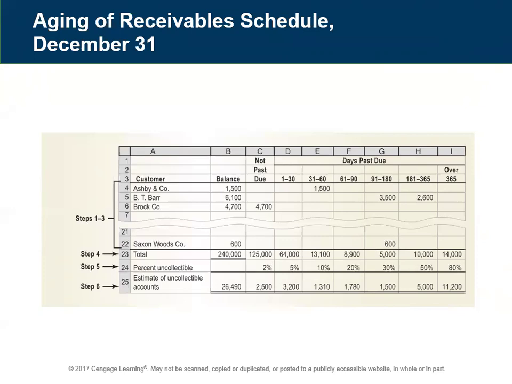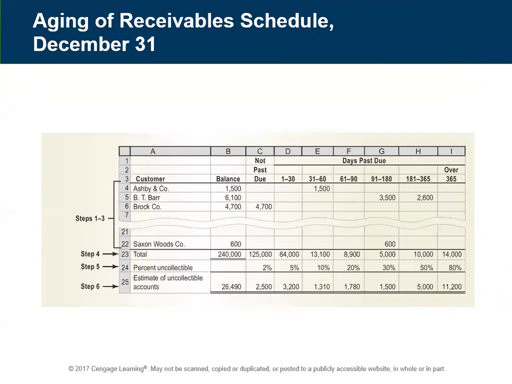And then step 4, we're going to add up our totals in each category. So the total accounts receivable, which they told us in the last example, the total amount due to us is $240,000. Of that, $125,000 is not even past due yet. So that's pretty good. You know, over half is still current. So there's a pretty good likelihood that we'll collect on that.